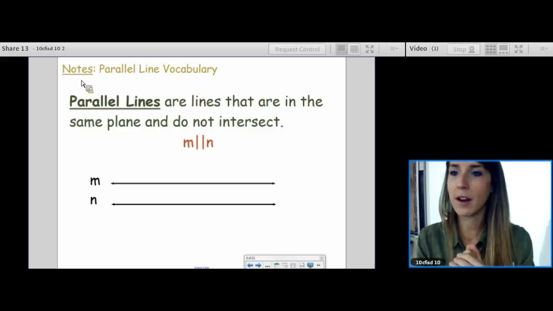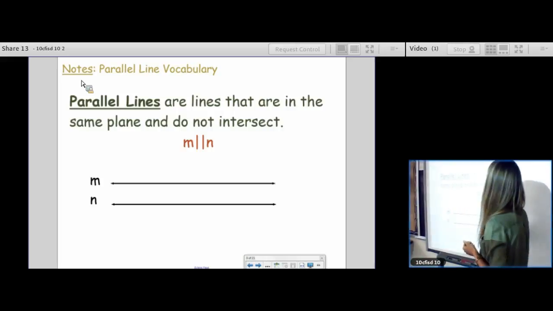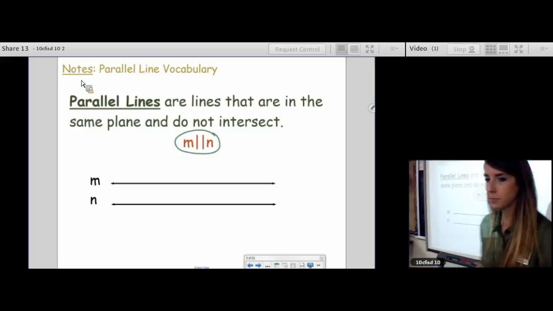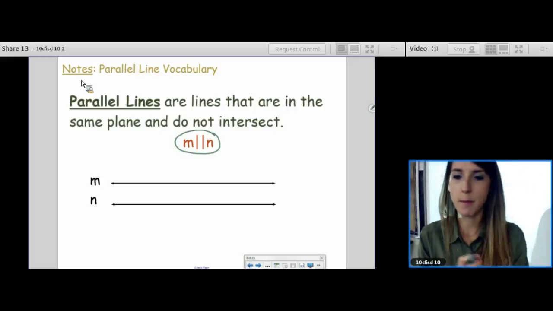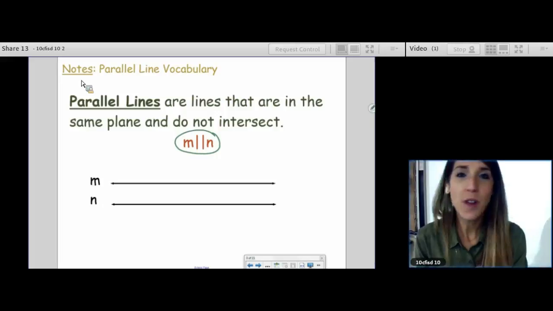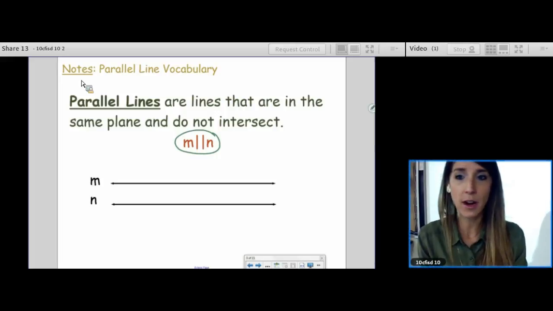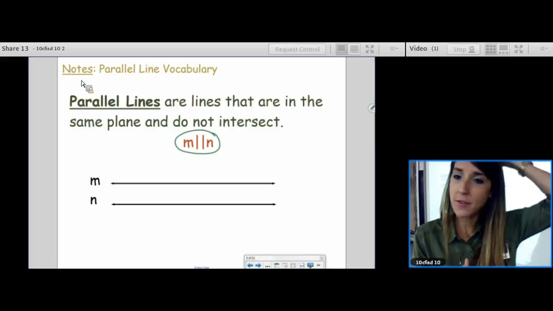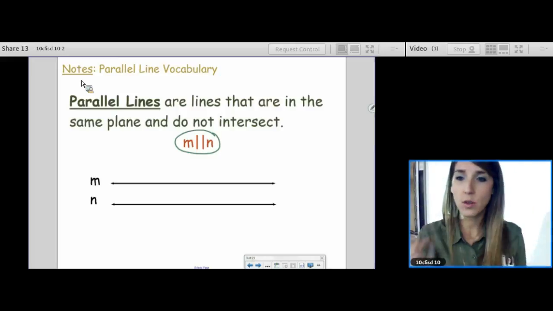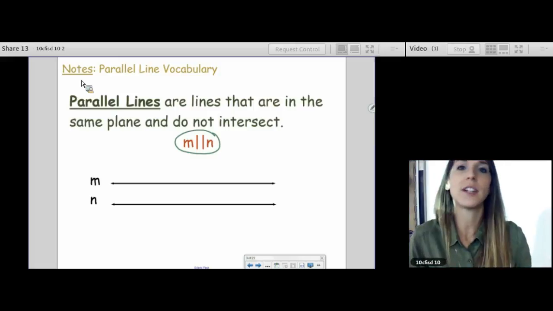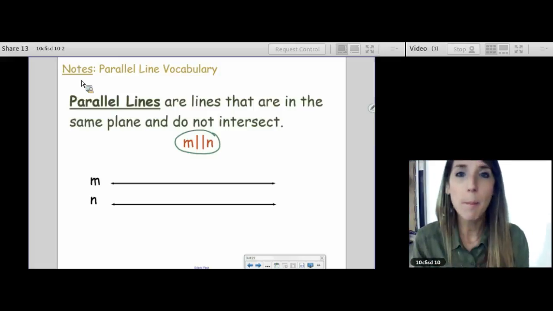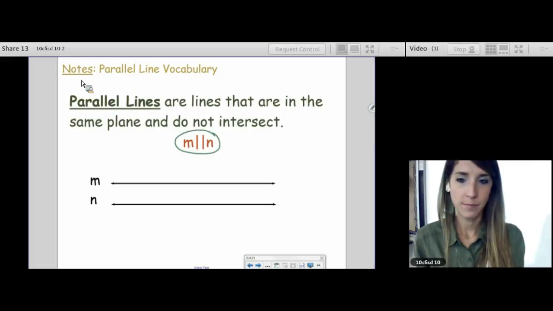The symbol for parallel is right here. M is parallel to N. And then you have to remember that we do not assume parallel. We never assume just because two things look parallel that they are parallel. So if two lines are going to be parallel, or if the directions say they're parallel, we need to mark it on our picture. Now, how do we mark parallel lines?